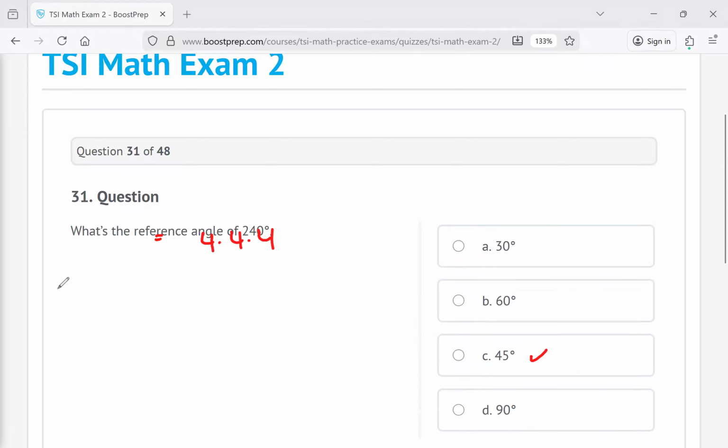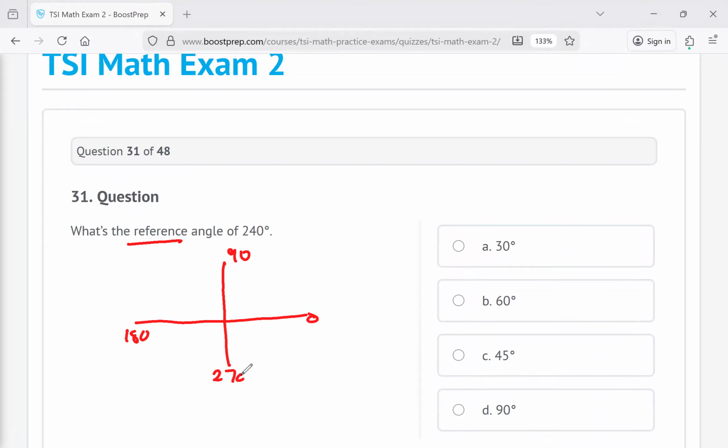Okay. Question 31. What is the reference angle of 240 degrees? So you need to know the rules of a reference angle, and it's not the same thing as coterminal. So first locate where 240 is on your unit circle. So this is 0, this is 90, 180, and 270. So 240 would be in quadrant 3, right? So my theta is 240 degrees.